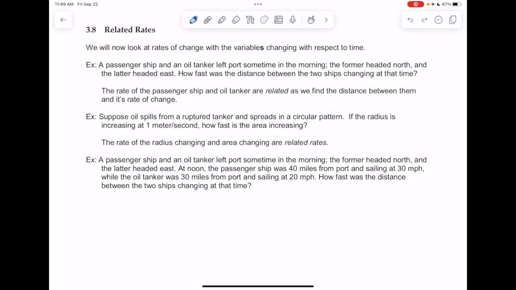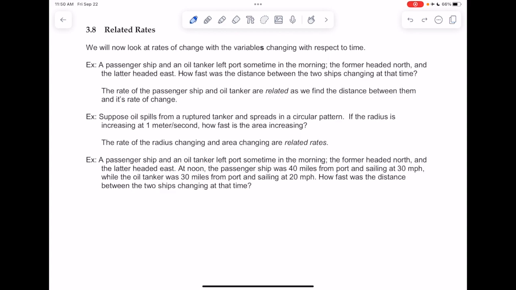Section 3.8, related rates. We will now look at the rates of change with the variables changing with respect to time. Couple examples: a passenger ship and an oil tanker left port sometime in the morning, the former headed north and the latter headed east. How fast was the distance between the two ships changing at that time? So the rates of the passenger ship and the oil tanker are related as we find the distance between them and its rate of change.